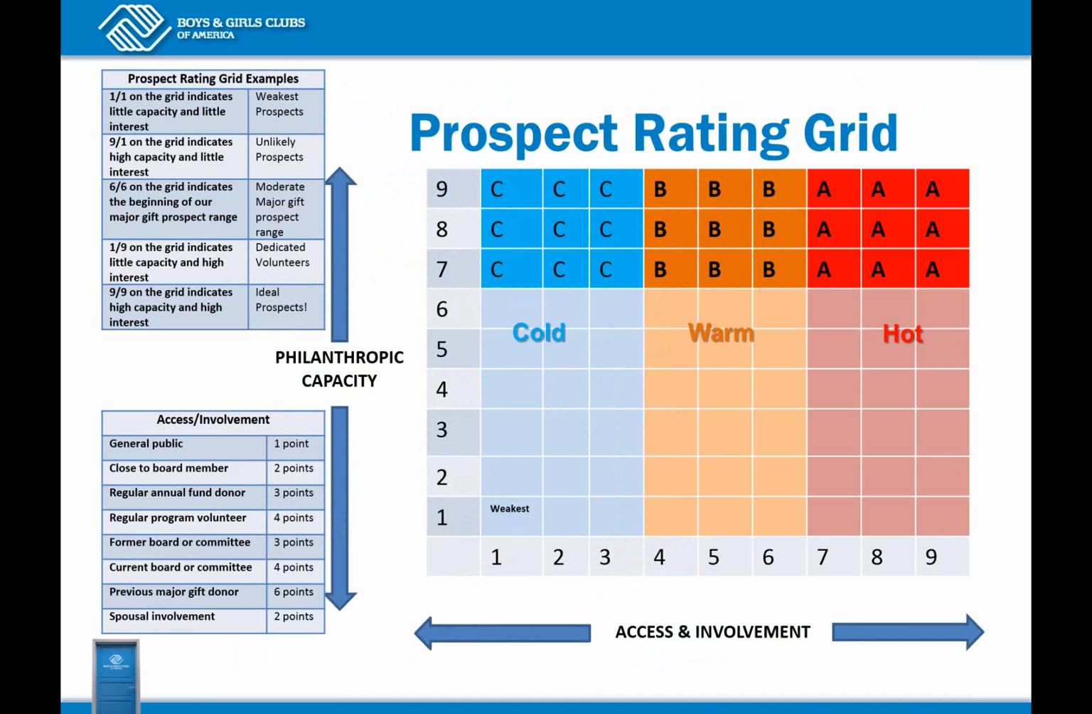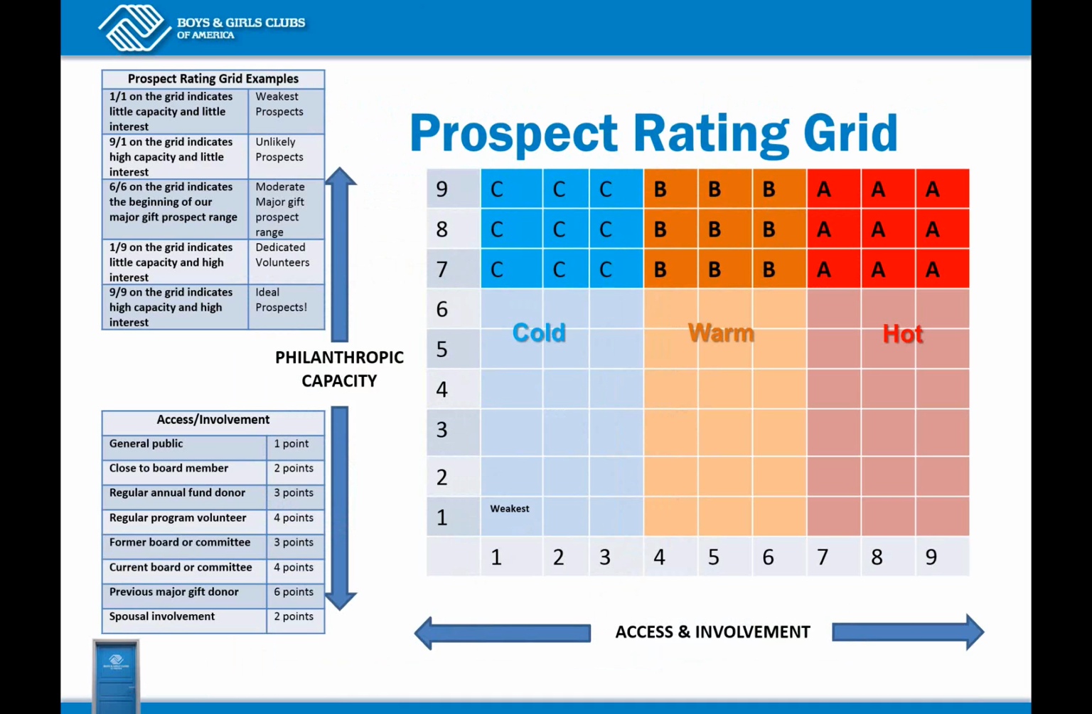The ideal prospect then has high philanthropic capacity and generosity. We have access to them, and we've gotten them involved in the club. And what you can do is just plot where your prospects fall. Are they cold, warm, or hot? And if they're cold, are there things that you can do to move them over into warm? And once they're warm, you can move them over to hot.